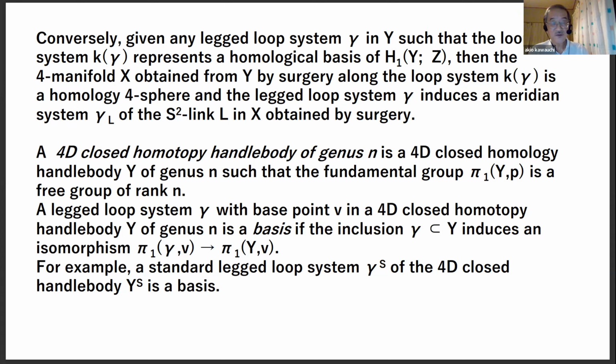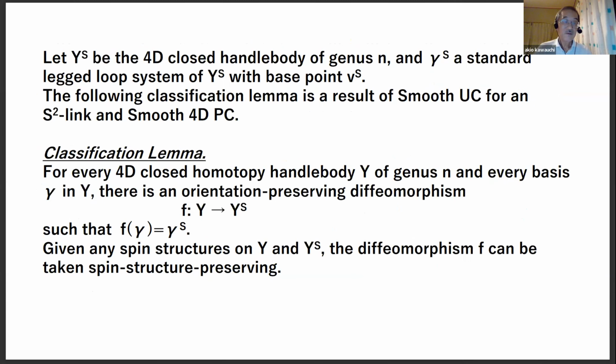A 4-dimensional closed homotopy handlebody of genus N is a 4-dimensional closed homology handlebody Y of genus N such that the fundamental group is a free group of rank N. A legged loop system gamma with base point V for the closed homotopy handlebody Y of genus N is a basis if the inclusion from gamma into Y induces an isomorphism on the fundamental group. For example, a standard legged loop system gamma S of the closed handlebody YS is a basis. Let YS be the closed handlebody of genus N and gamma S a standard legged loop system of YS with base point VS.